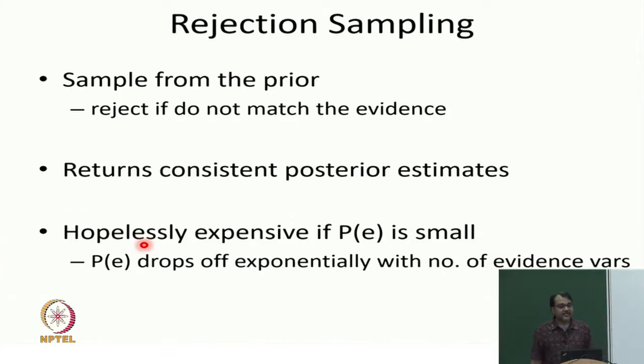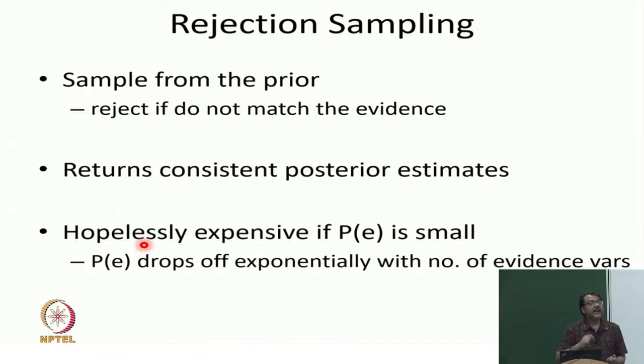So, this is rejection sampling. It rejects if a sample does not match the evidence, it returns consistent posterior estimates, but if the probability of E is very small, then it is going to be hopelessly expensive. And moreover, and this is an important point, the probability of E can drop off exponentially with the number of evidence variables.